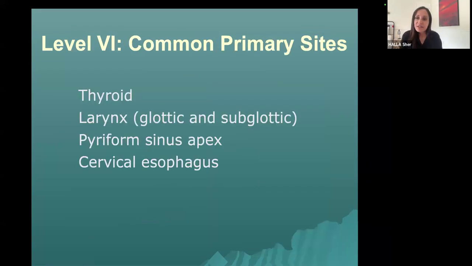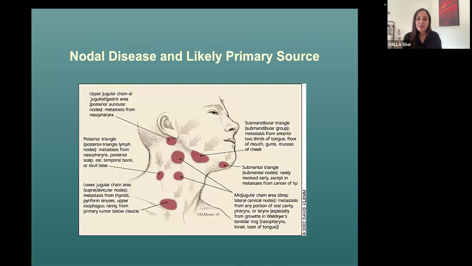Common primary sites that metastasize to level 6 include the thyroid gland, the larynx. Both glottic and subglottic cancers of the larynx can metastasize to level 6, the apices of the piriform sinuses, as well as the cervical esophagus.